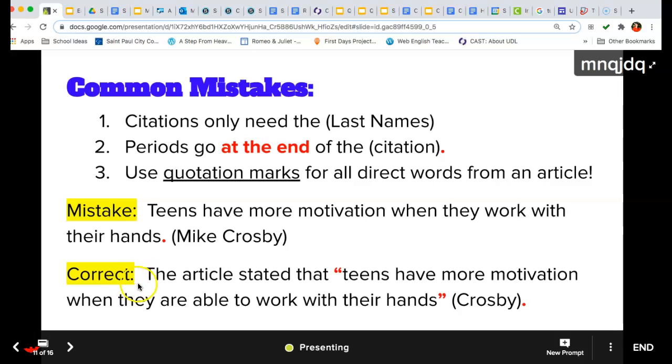So the correct way to do this would be to say, the article stated that, and then put your quotation marks, teens have more motivation when they are able to work with their hands. Close the quotation, put the last name citation, Crosby, and then you put the period at the end. That's how you correctly format your citations.